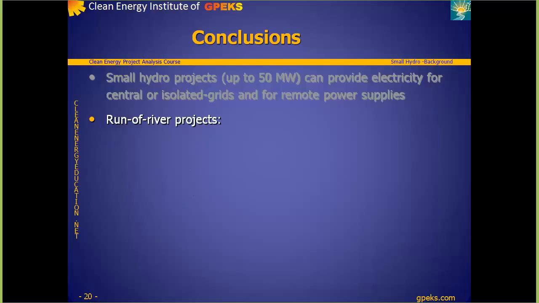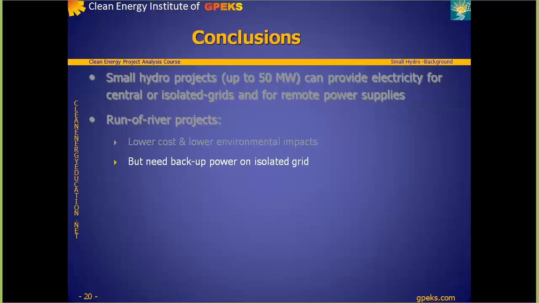This minimizes costs and environmental impacts associated with flooding. The power output of such plants varies with the fluctuations in the river's flow, but central grids can accommodate this variation. On isolated grids, supplemental generating capacity may be required, but the value of the electricity produced by the hydro plant will probably be higher than on a central grid.